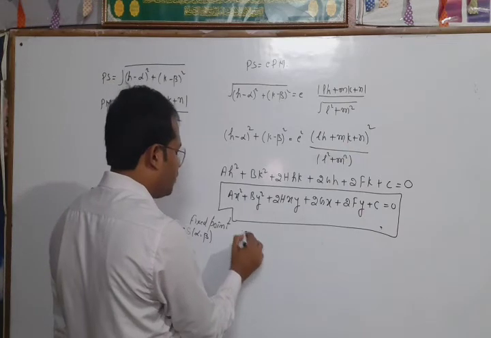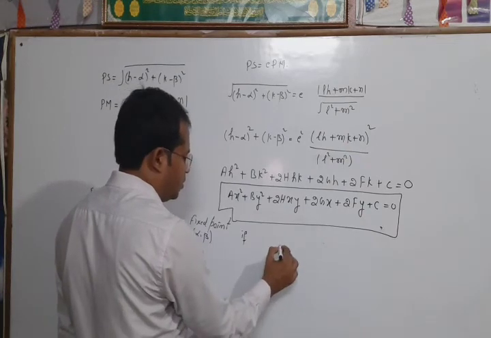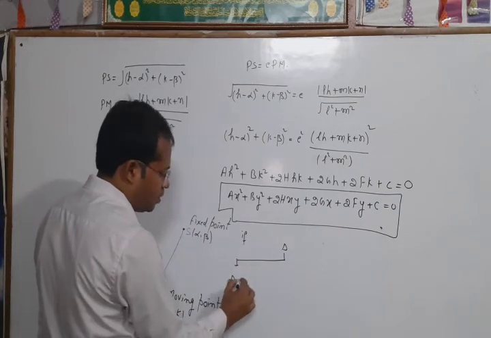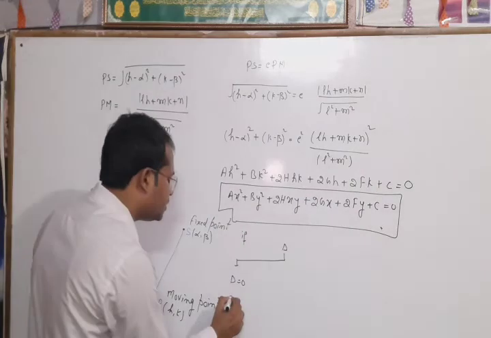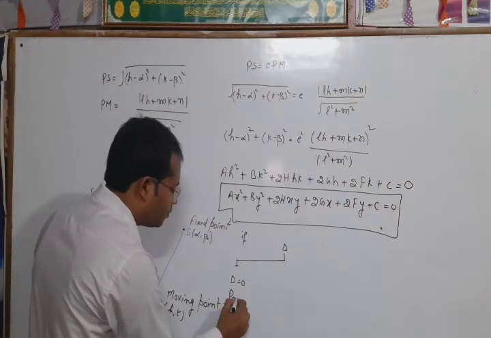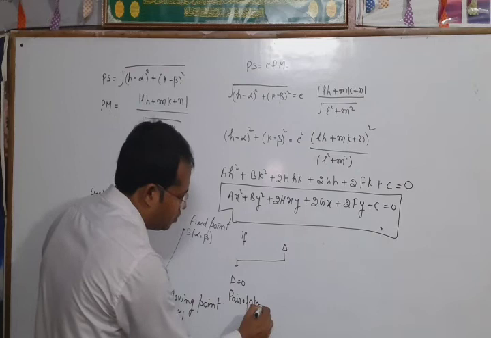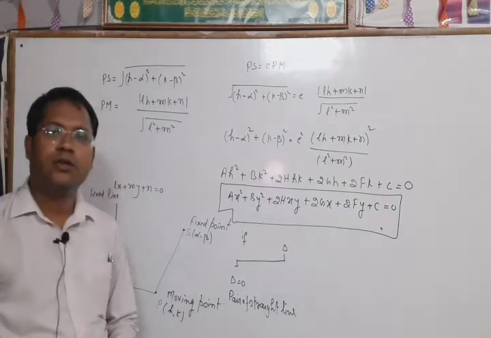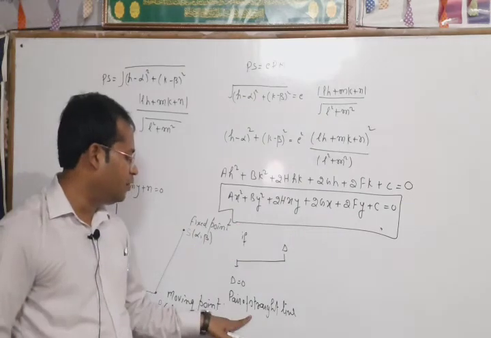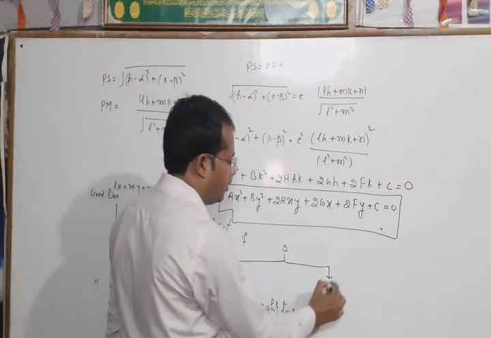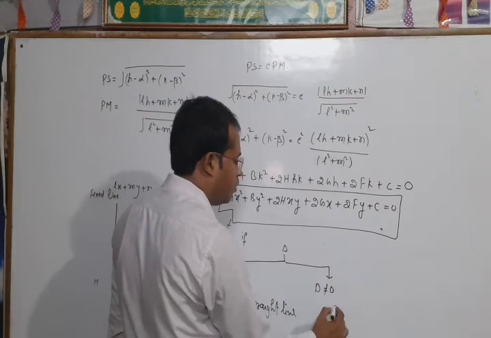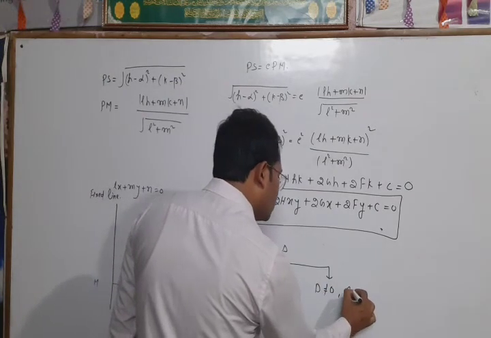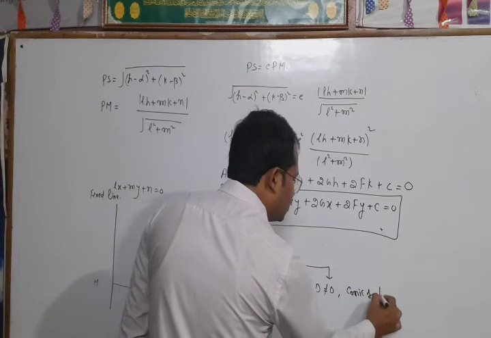If delta is equal to 0, then it represents a pair of straight lines. If delta does not equal 0, then it represents a conic section curve.